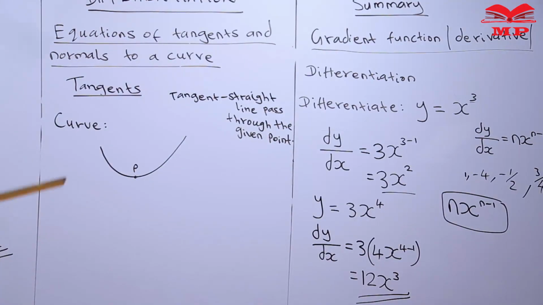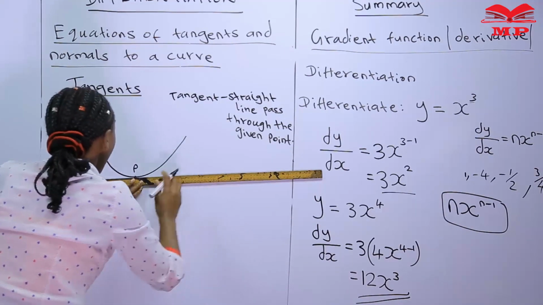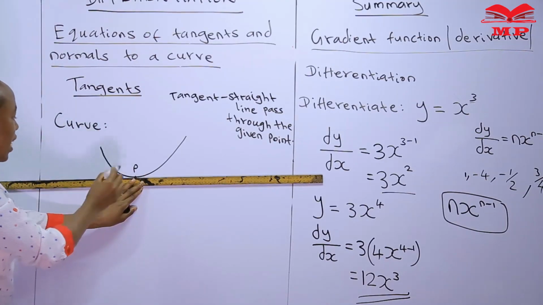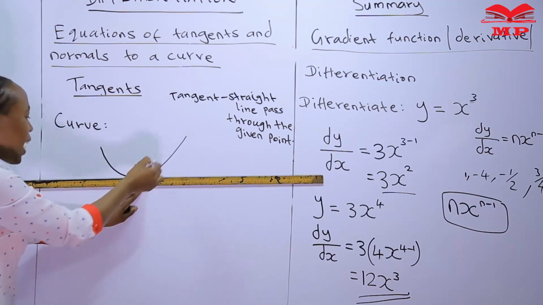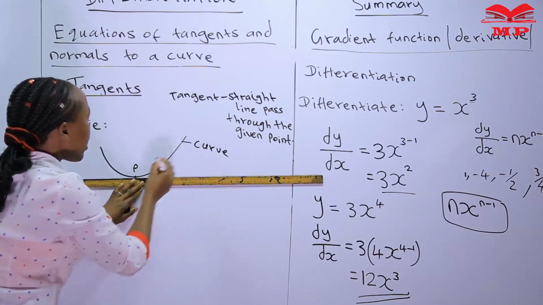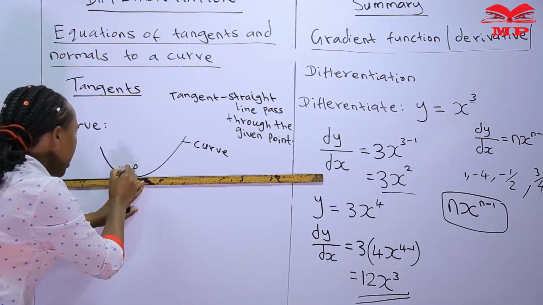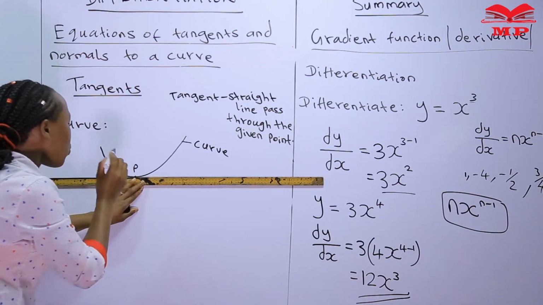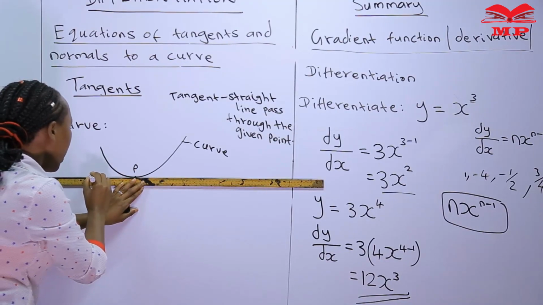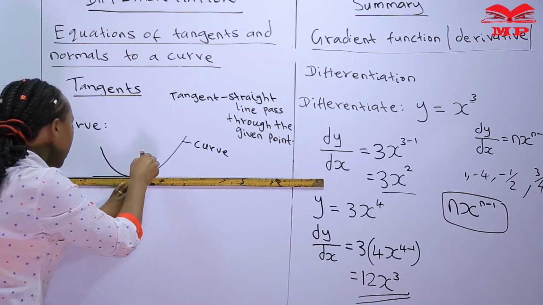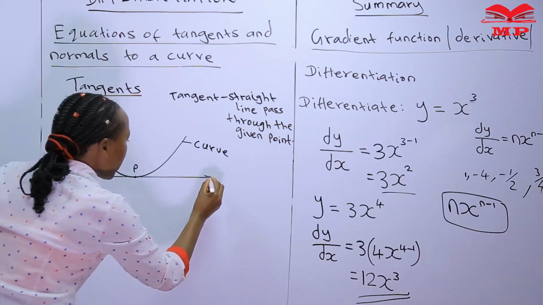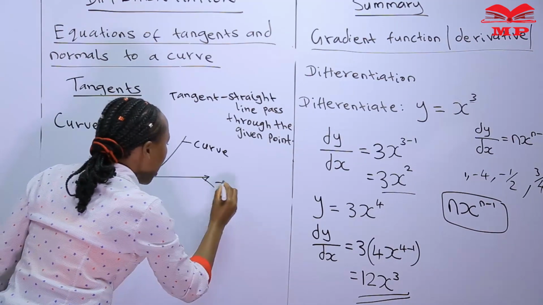such that if we want to draw the tangent to this point here, because we want to get the slope or the gradient function of this curve, this is our curve. We want to get the gradient of the curve at point P. And therefore, you just draw a straight line that will only pass through that given point. So we have it this way. And therefore, this is our tangent.